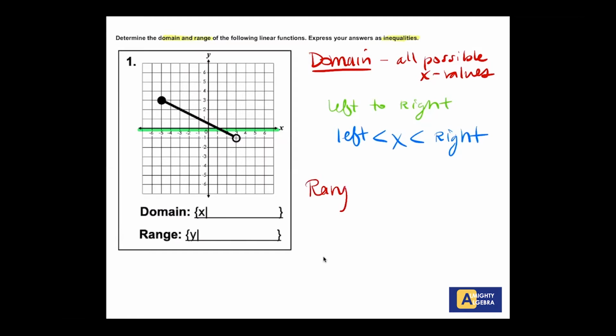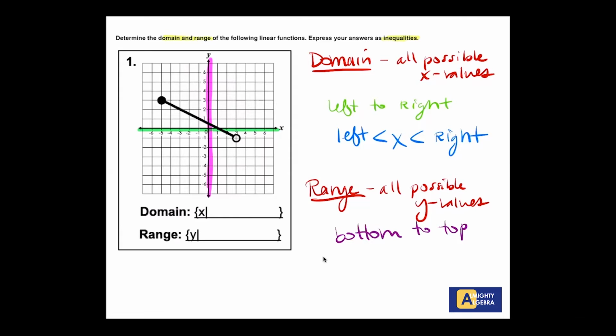Range is all possible y values. That's the definition of range. If you look at the coordinate plane, the y-axis runs from bottom to top. All the negatives are at the bottom and the positives are at the top. So as you move from bottom to top, the numbers get larger. So for range, we're gonna say bottom to top.